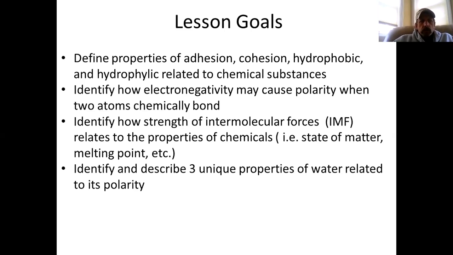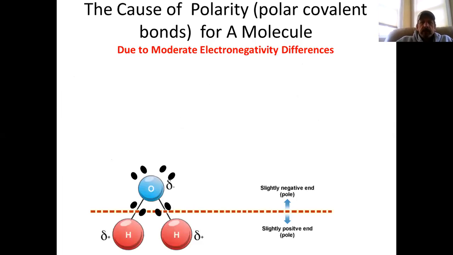I also would like to take a look at how strong attractive forces that we call IMF, not intra, inter, means between molecules, not within molecules, but between them. So how strong the IMF is between chemicals. If there's attractive force, it can affect things like the state of matter, the melting point. We'll take a look at that. And then we'll wrap up with three unique properties that water has because it has polarity, and polarity creates the intermolecular force, IMF. Okay, let's get underway.